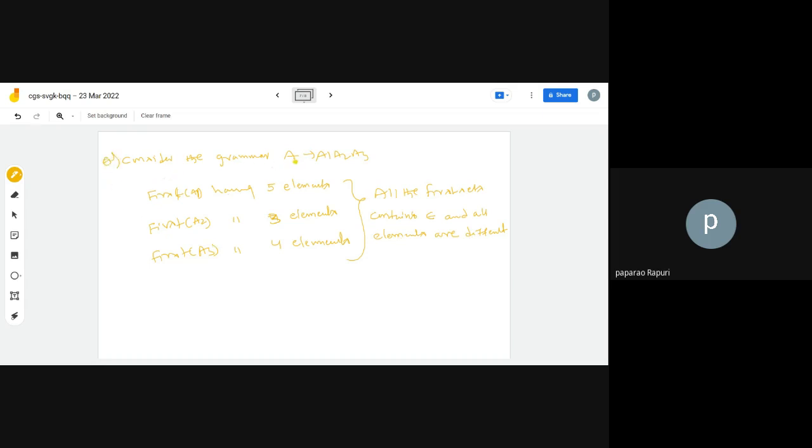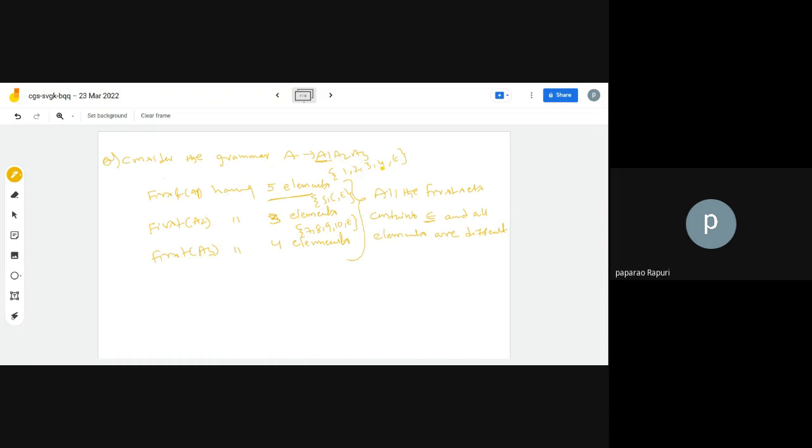Consider the grammar A derives A1 A2 A3. This non-terminal is producing 5 elements, which means its first set has 5 elements, maybe 1, 2, 3, 4, epsilon. Because all the first sets contain epsilon, and here it contains 3, that means 5, 6, epsilon, and here it is 4, 7, 8, 9, 10, epsilon.